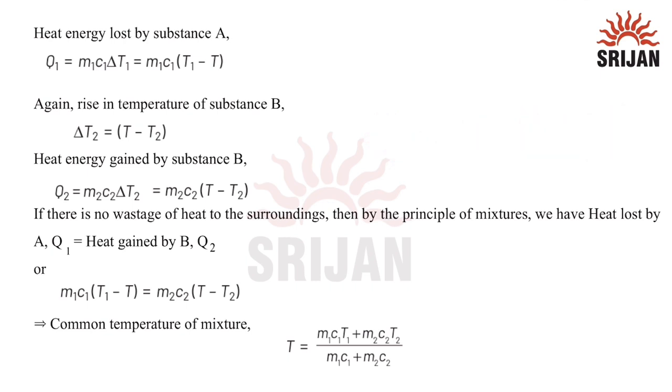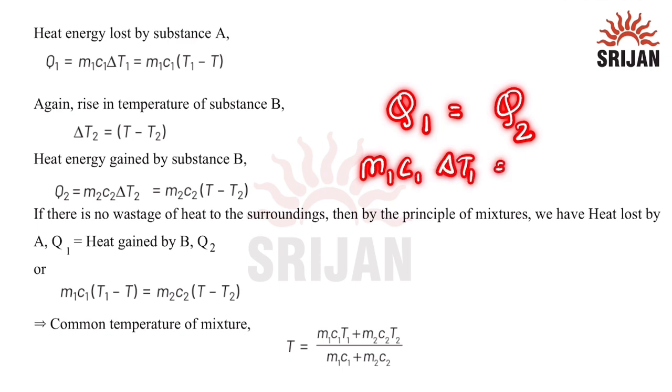Now if I assume that there is no wastage of heat to the surroundings, then the heat lost by substance A would be equal to the heat gained by substance B. So I can say M1 C1 delta T1 will be equal to M2 C2 delta T2.